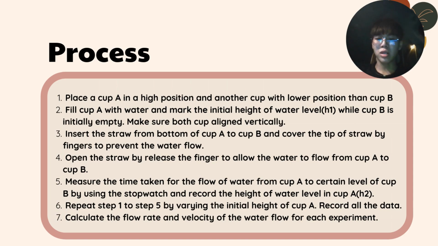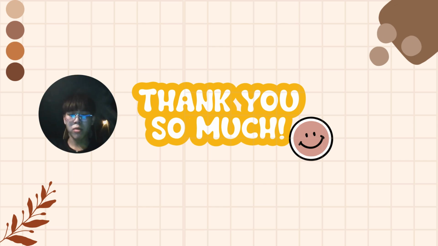Then repeat step 1 to step 5 by varying the initial height of cup A and record all the data. Finally, calculate the flow rate and velocity of the water flow for each experiment. That's all for our proposal of our experiment.